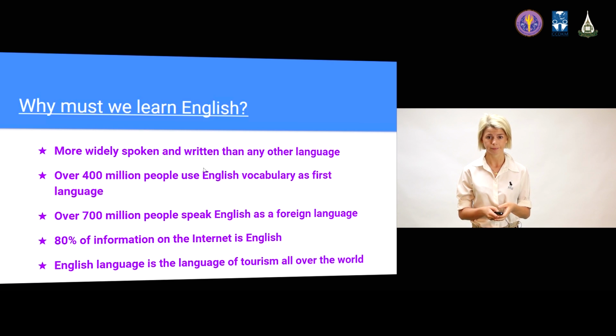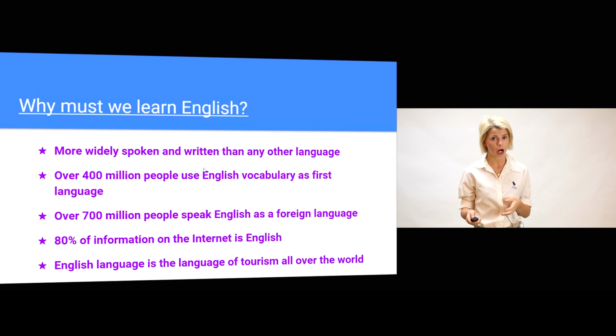And finally, this is the one that is important for you guys. English language is the language of tourism all over the world. If you want a job, a career, if you want to travel, you need English to communicate with everybody. This is why we must learn English.